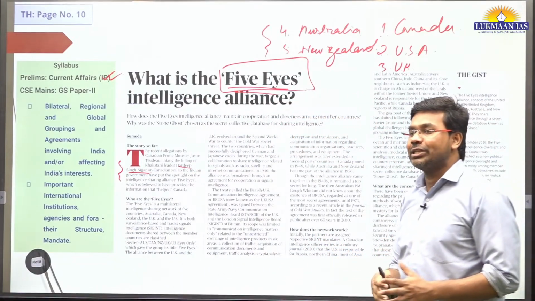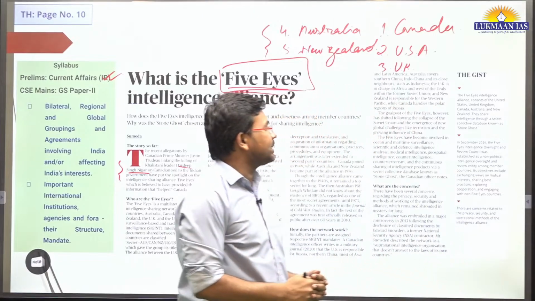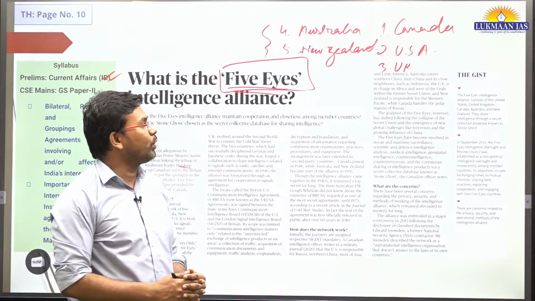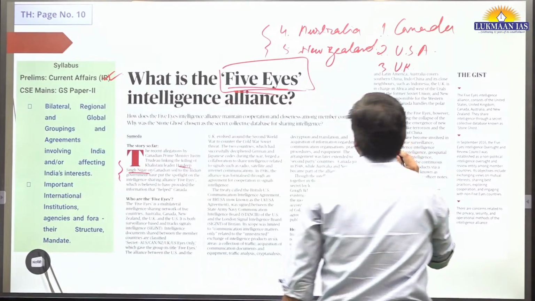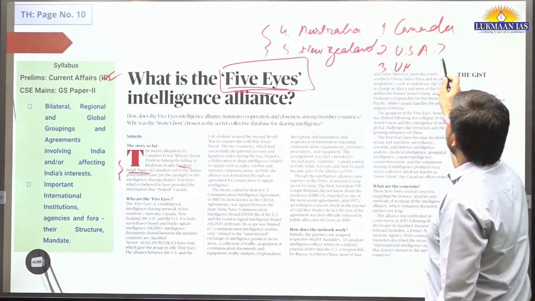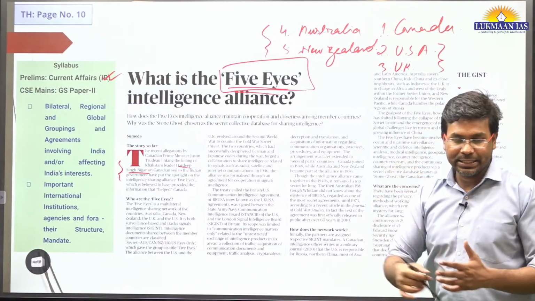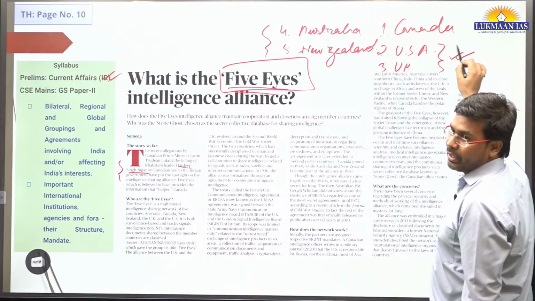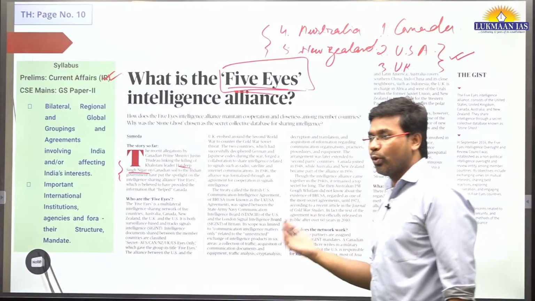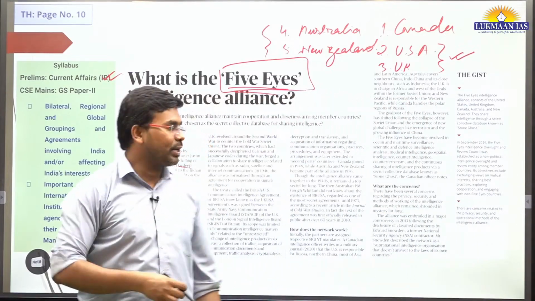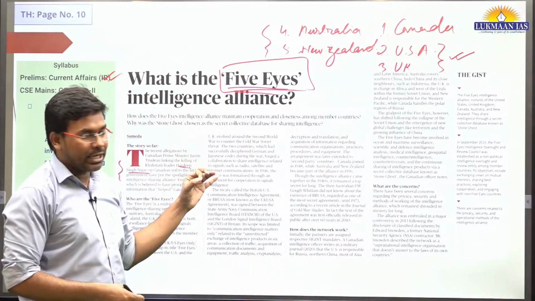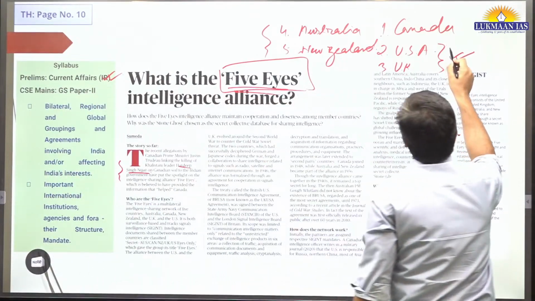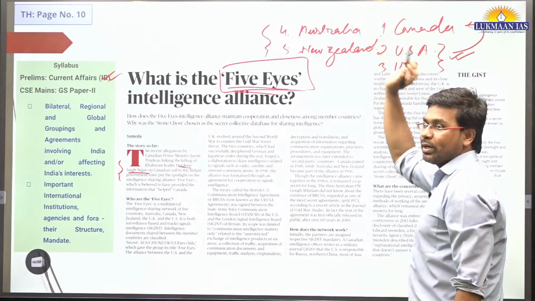How did this alliance initially start? This alliance initially started just after World War II. During World War II, two countries used to share information with one another, which are the USA and the UK. They used to share intelligence information with one another, and this intelligence information helped them in World War II and during the Cold War era also. They used to gather information related to Russia. After that, Canada also joined it. Then these two countries also joined.